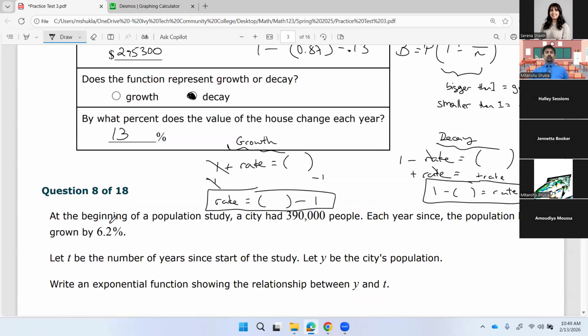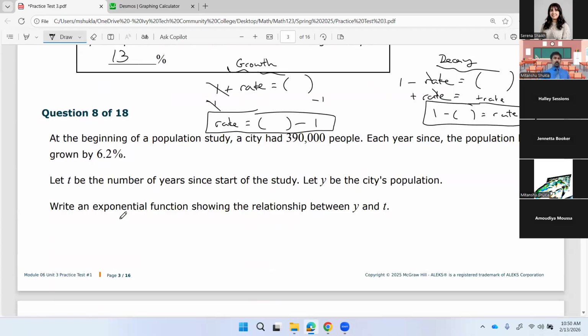Moving right along to number 8. Okay. So at the beginning of the population study, the city had this many people. Each year, the population has grown by this much percent. Let T be the number of years. Let Y represent the population. So I've got a percentage as a rate, and they're telling me that it's growing. So I know that it's an exponential model.